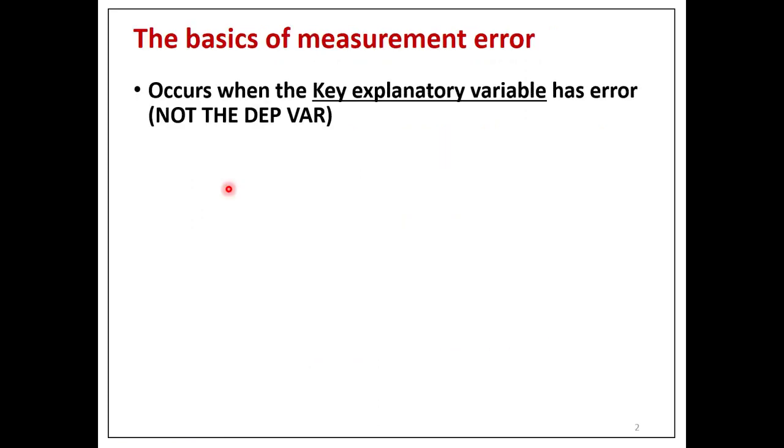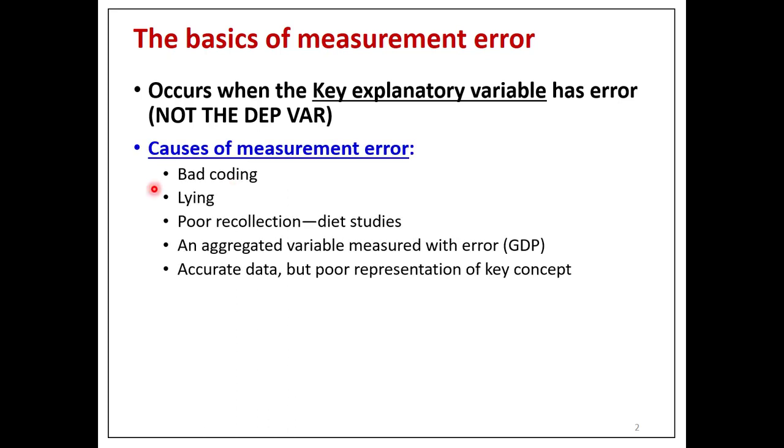Okay, so measurement error occurs when the key explanatory variable has error. We'll talk in a bit about the control variables. Okay, what causes measurement error? Well, there are 5 main causes. One, there's bad coding, or the old fat finger effect. Second, there could be lying.